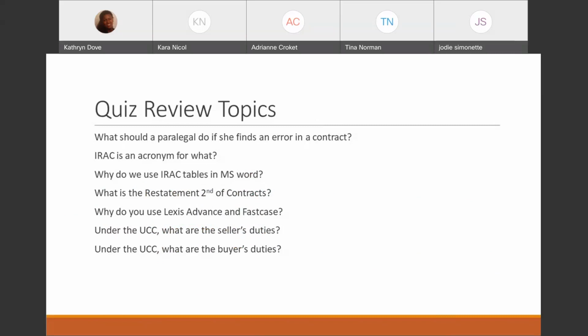What is IRAC? What does it stand for? I know, I'm so sorry. I think I went blank. I forget the I. I know it's rule, analysis, and conclusion. I'm sorry, the I is issue. So issue, rule, analysis, and conclusion.